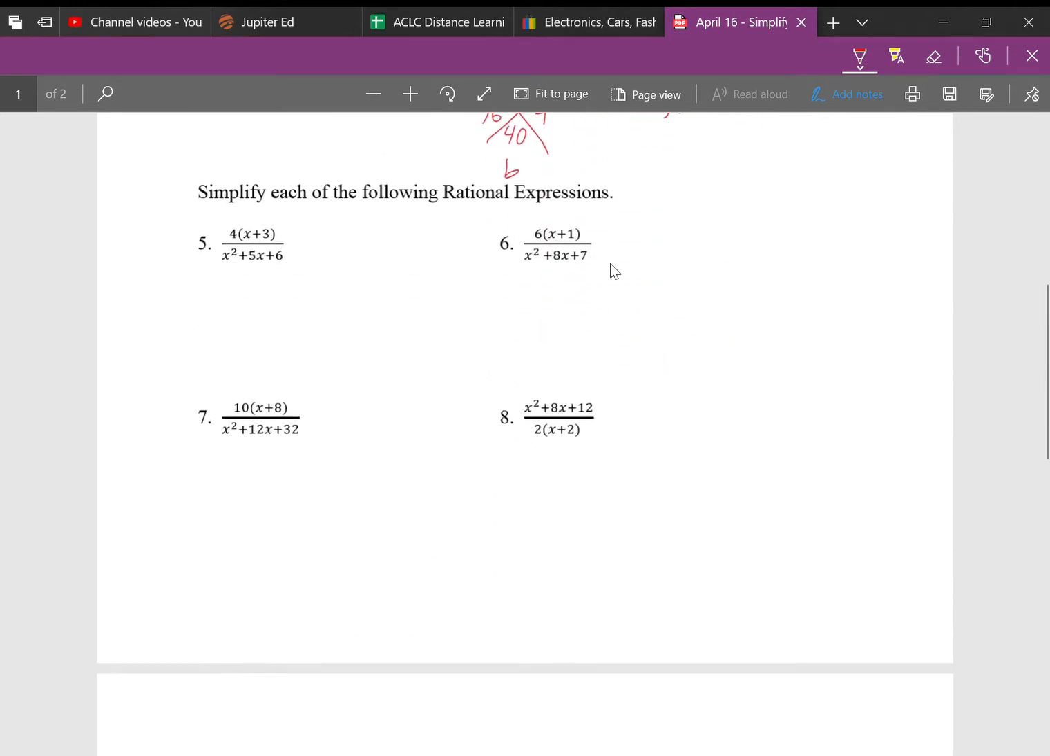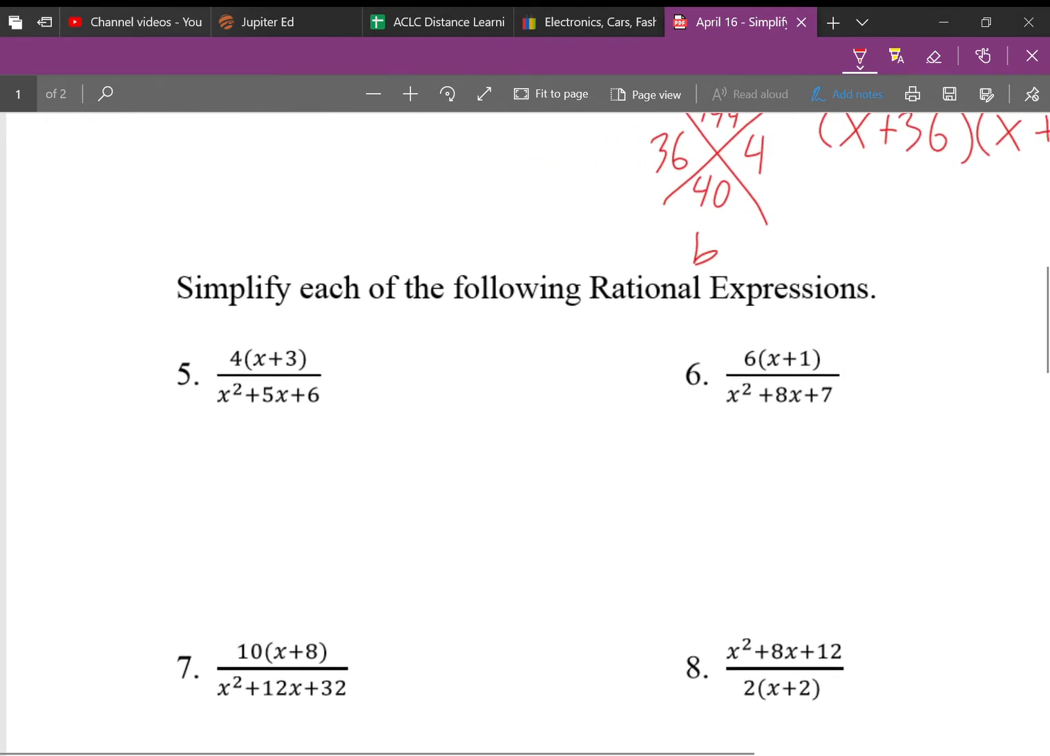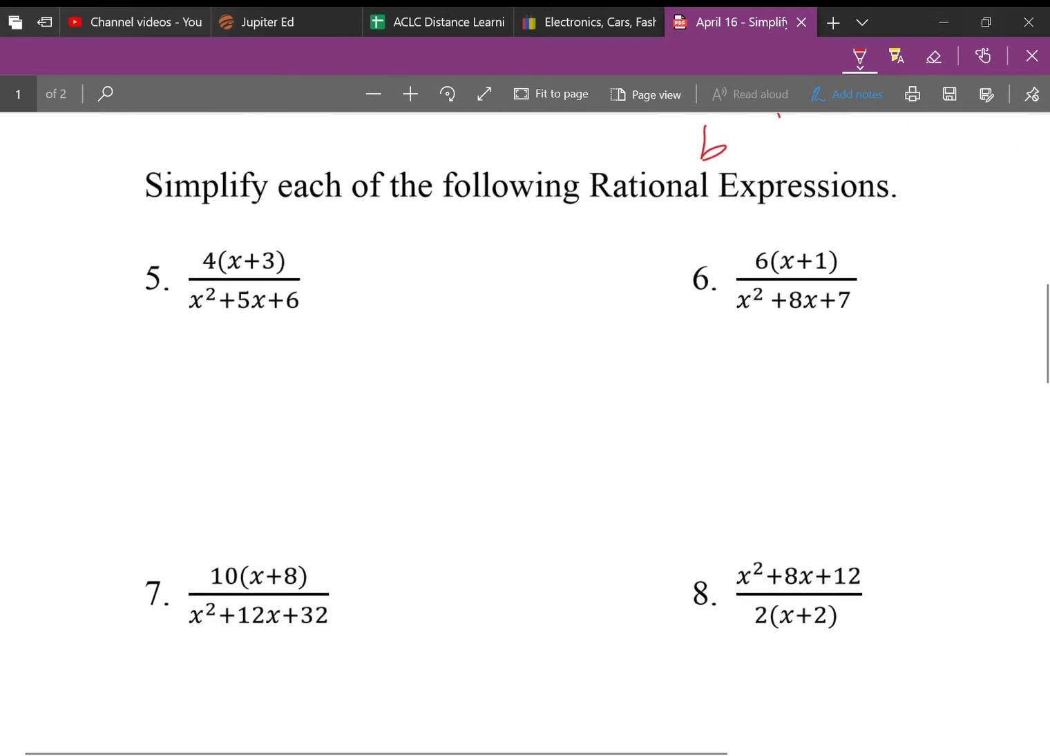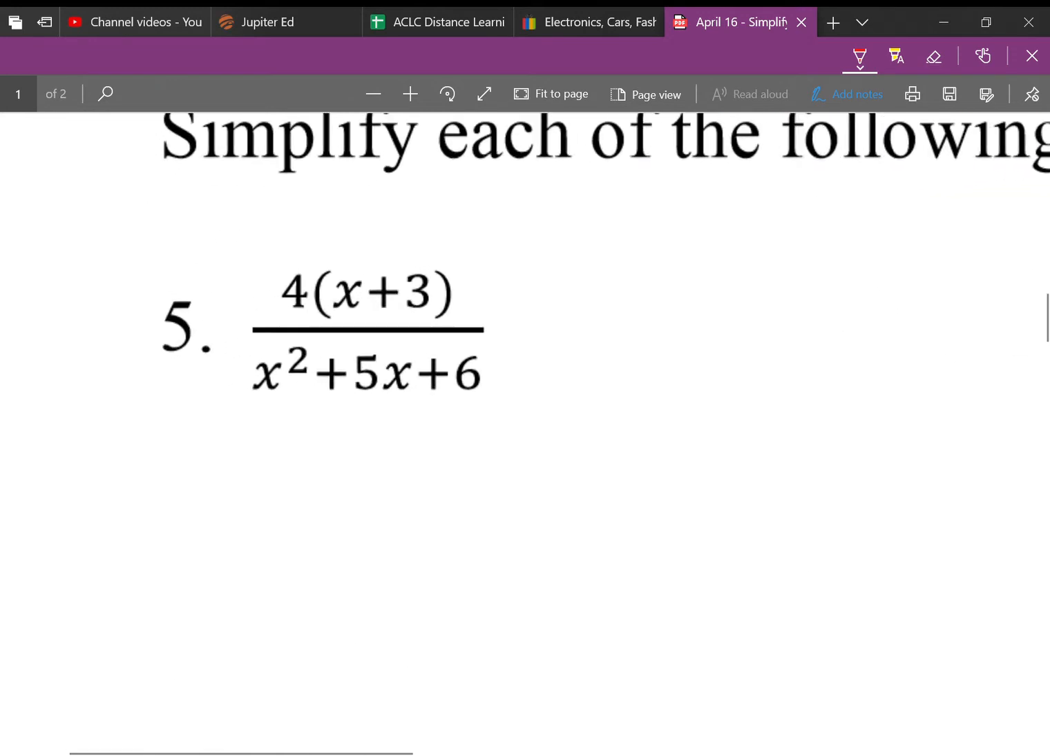So let's get down here. 5, 6, 7, and 8. If we look at them, it looks like they all have a factored binomial on the top or bottom, and then a non-factored trinomial. So if we look at number 5, what do I mean by that?